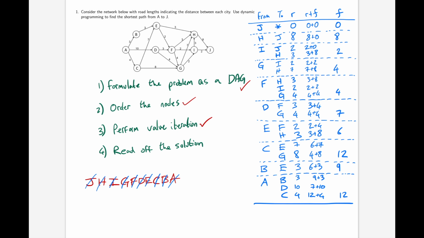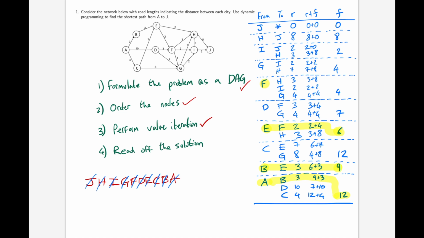Now we just need to read off the solution. So we performed value iteration backwards from J to A. Now we'll read off the solution forwards from A to J. And so we know that the shortest path from A has value 12, and we got that by taking the route AB. The shortest path from B has value 9, and we got that by taking the route BE. The shortest path from E has value 6, and we got that by taking the route EF.